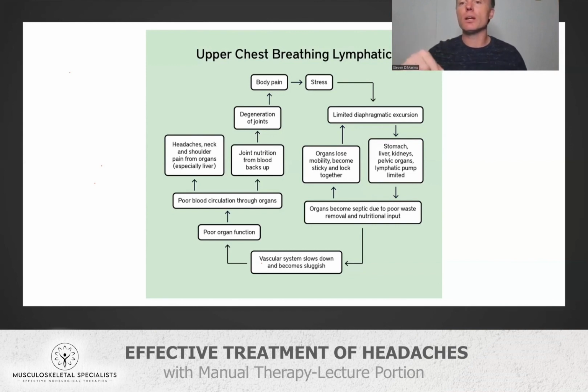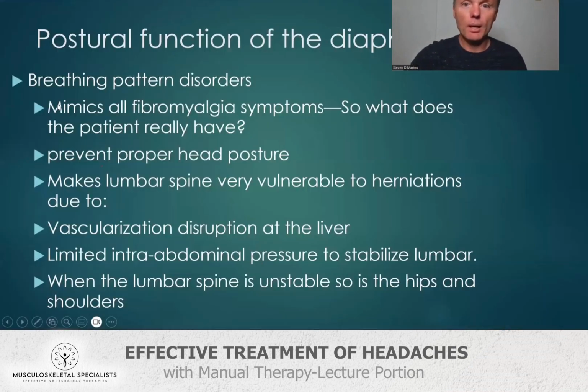The first thing that goes, if you have a patient with knee pain, it's a hip or ankle problem, and it's always a stability problem. Okay, so that's if it's chronic knee pain and they don't know where it came from. Okay, so that's breathing pattern disorders. Okay, so postural function of the diaphragm.